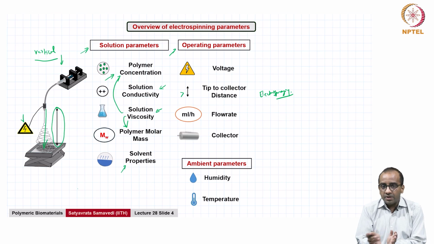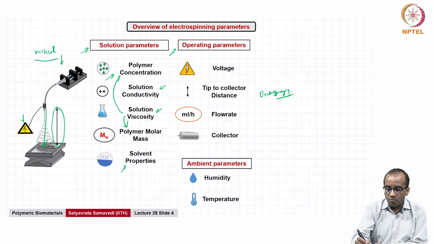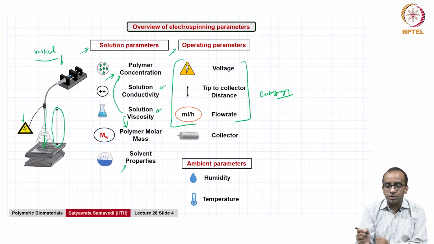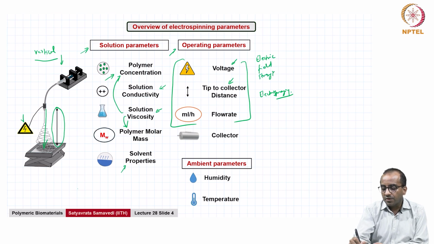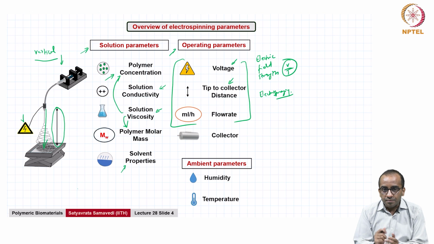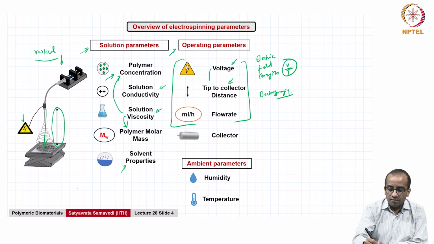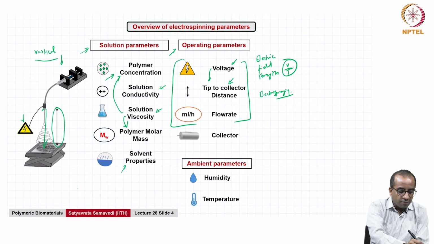Now, if you move on to operating conditions, broadly one can think of three main operating conditions. The voltage and the tip to collector distance together can be thought of as one parameter called electric field strength, which is simply V over T. That's one way to think about the combined effects, and it's been now quite well established that there is a coupling that exists between voltage and tip to collector distance, which dictates the electric field strength. Of course, electric field strength decays from the tip of the needle to the collector.